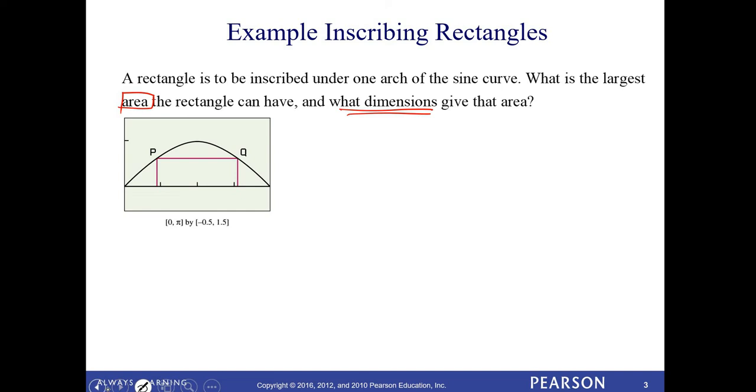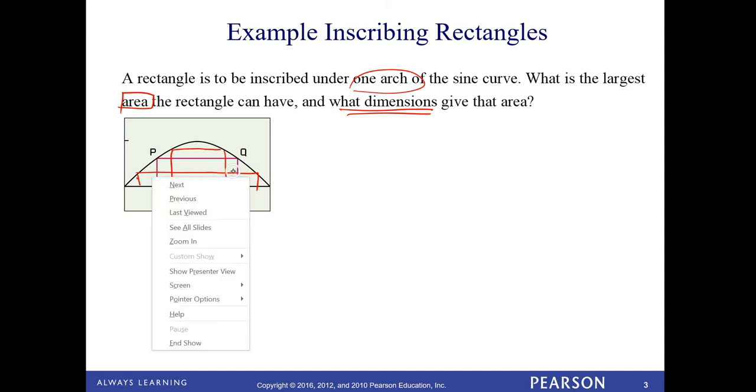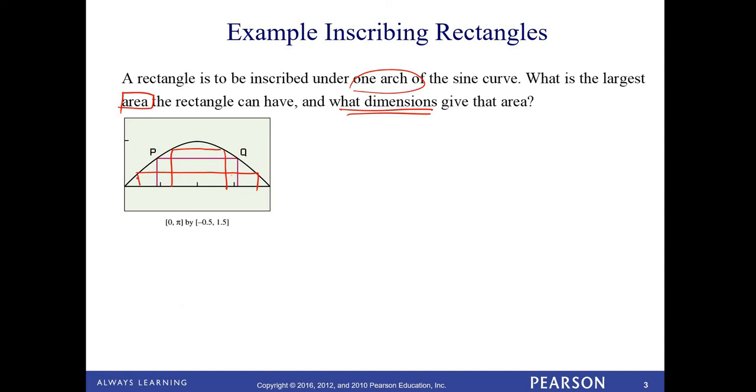So first of all, let's take a look at our sine function. From 0 to pi would be one arch of the sine curve. So what we're looking for here is a rectangle. It might be there, it might be here, it might be here. We're looking for some rectangle whose area would be the largest area we could get under the sine curve. So we need a couple of things. We need to be able to find some variables that will help us to interpret the area, and then we need to write a mathematical model.